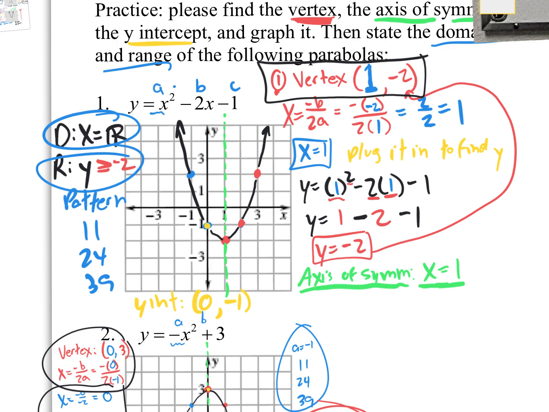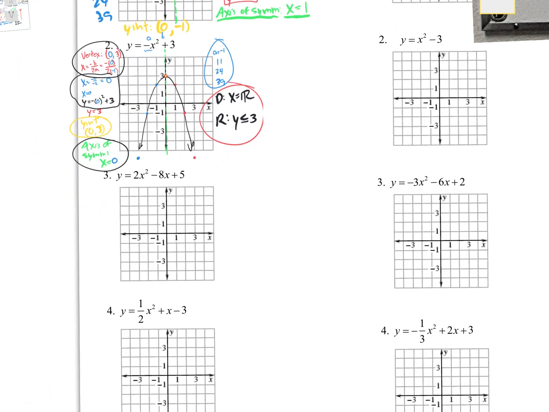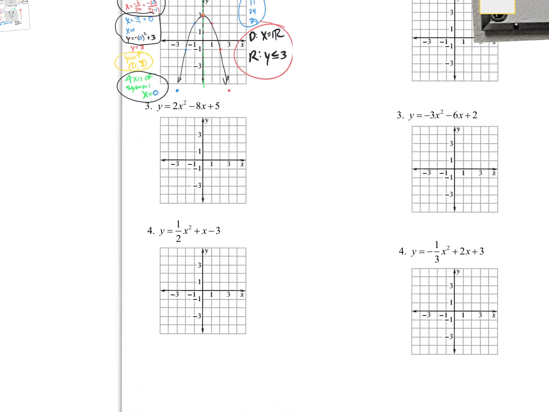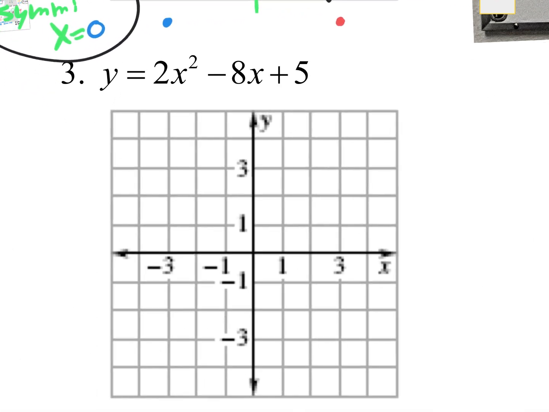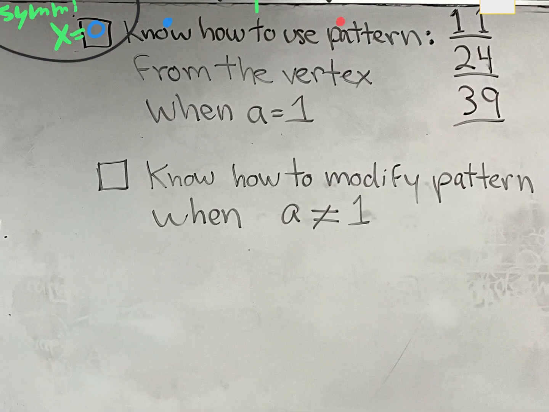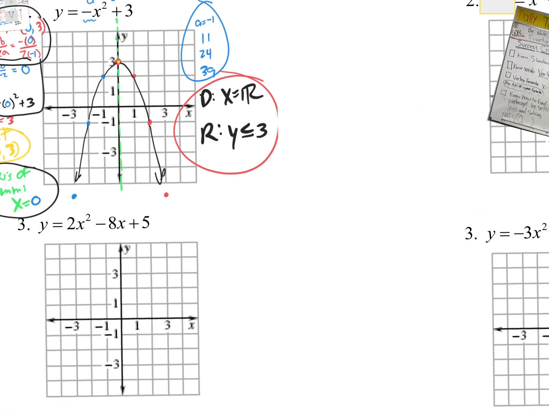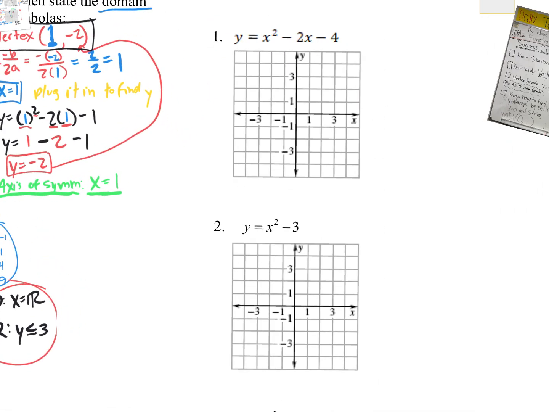So please work on these two questions for homework. And tomorrow, we're going to work on these next ones because look at the a value here. The a value is not 1. That means you cannot use the pattern 1, 1, 2, 4, 3, 9 as is. Tomorrow, we're going to learn how to modify the pattern when a is not 1. Like if it's 3, we'll be able to modify it. If it's 1/2, we'll be able to modify it. But that's tomorrow, not today. Okay. Today, work on these two questions right here. I hope this helps.